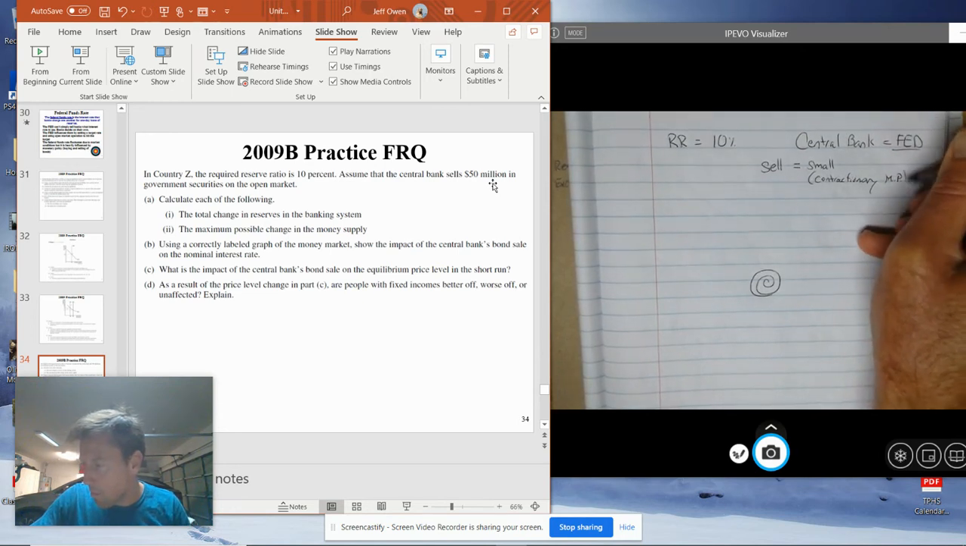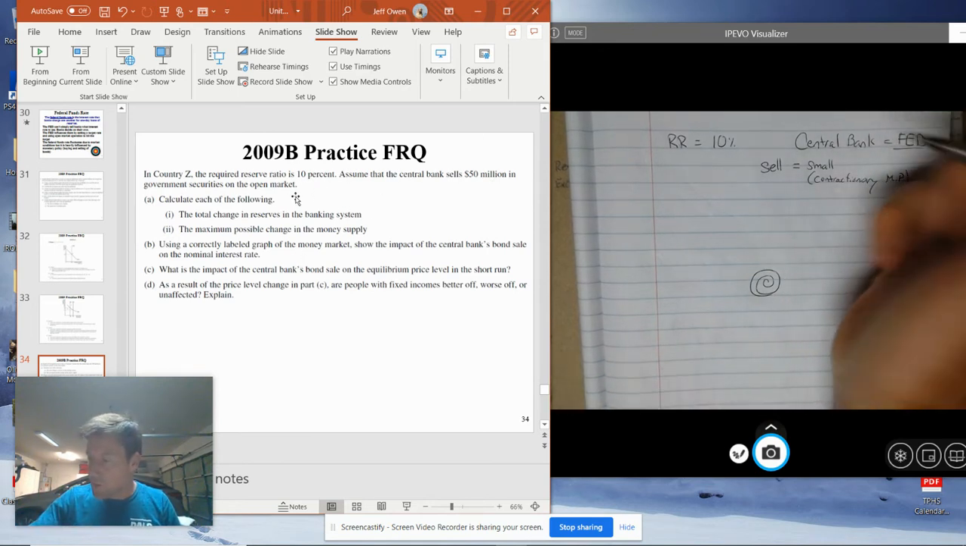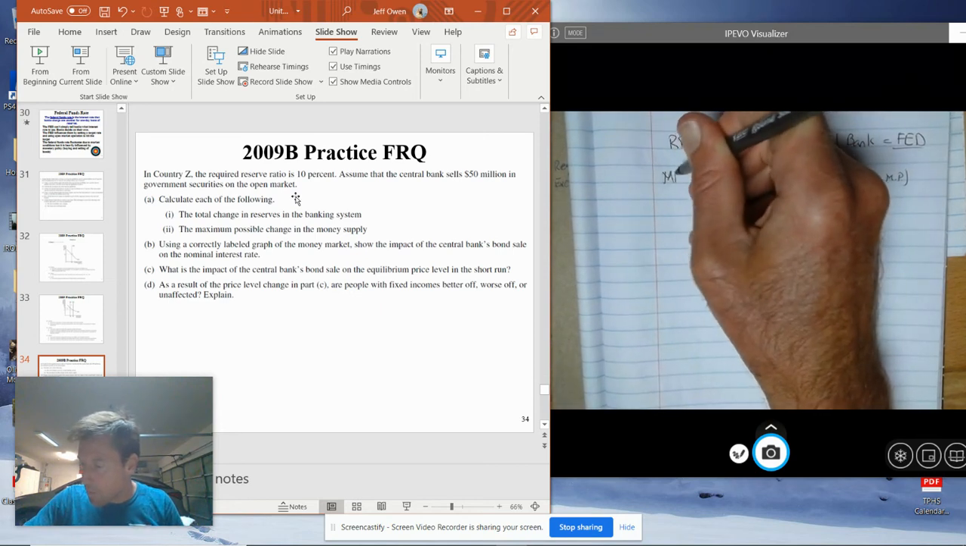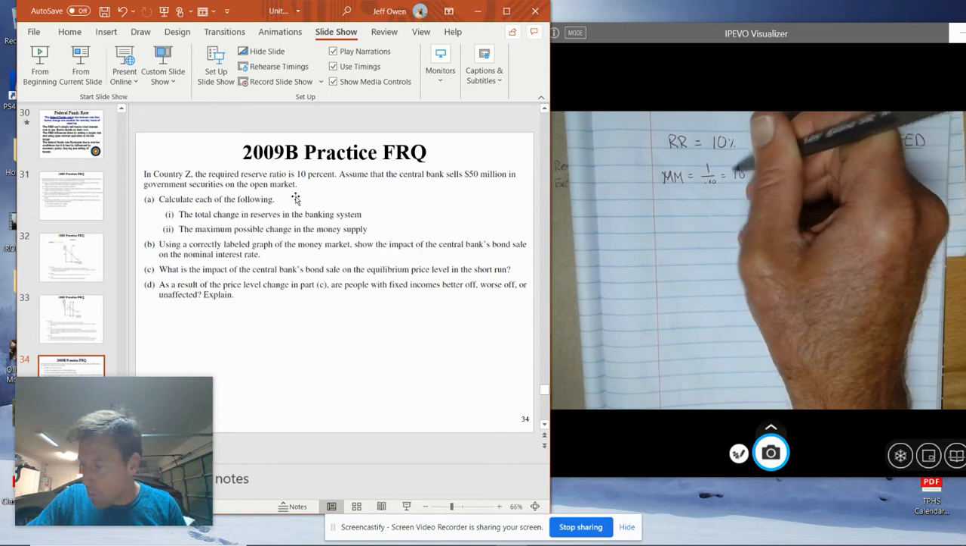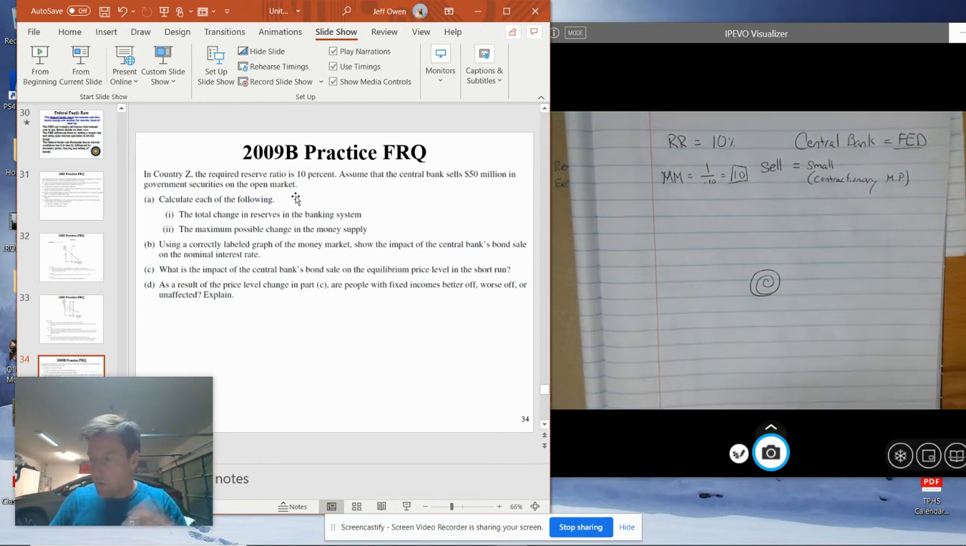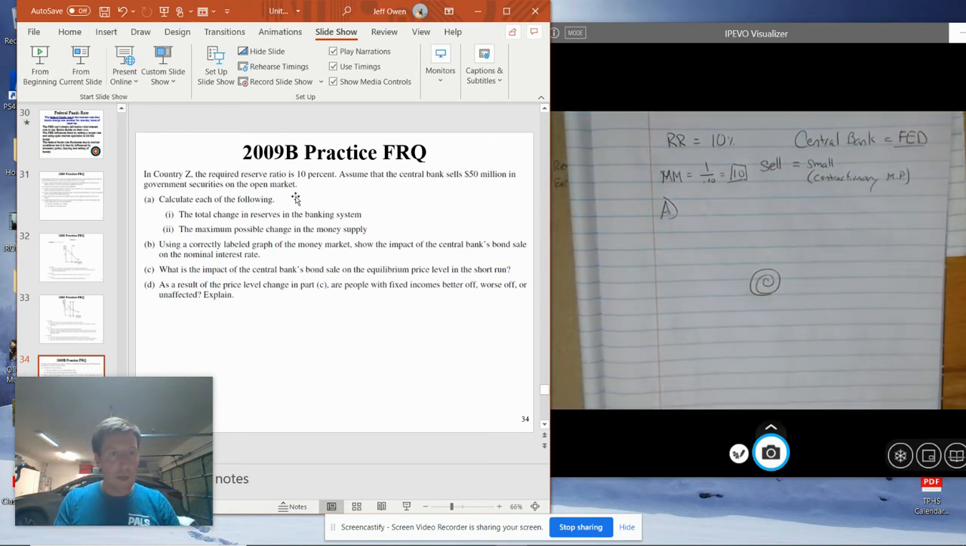All right. And what else can we determine from all this good stuff? If the required reserve ratio is 10%, that means my money multiplier is 1 over 0.1, or my money multiplier is 10. So now that I've got everything kind of figured out, let's take a look at what's going to happen with A. Calculate each of the following. The total change in reserves in the banking system. So the Fed sells 50 million worth of bonds. Where'd my bond go? So they got this.